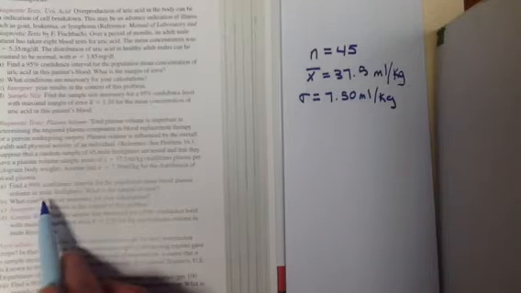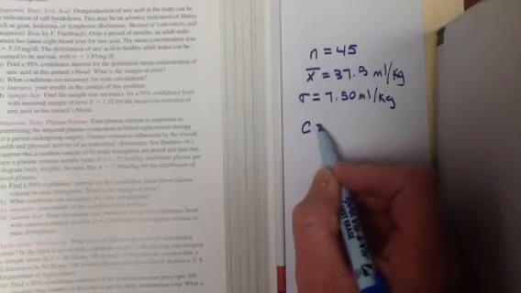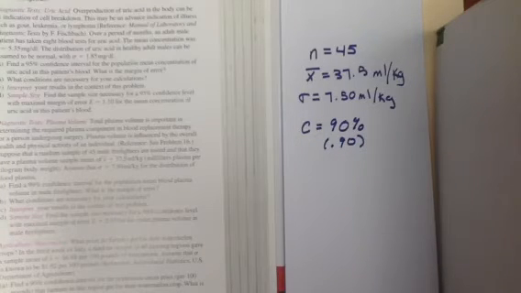Now it says find a 99% confidence interval, so my confidence interval I'm looking for, or my C, is 99%. We can also write that as 0.99. Okay, so we're going to look for the confidence interval here.